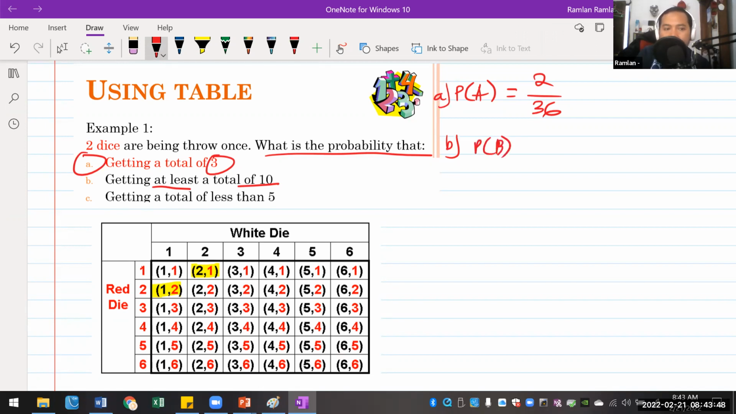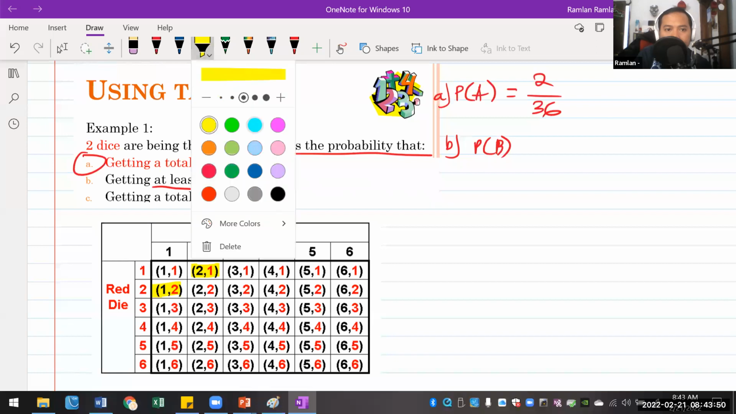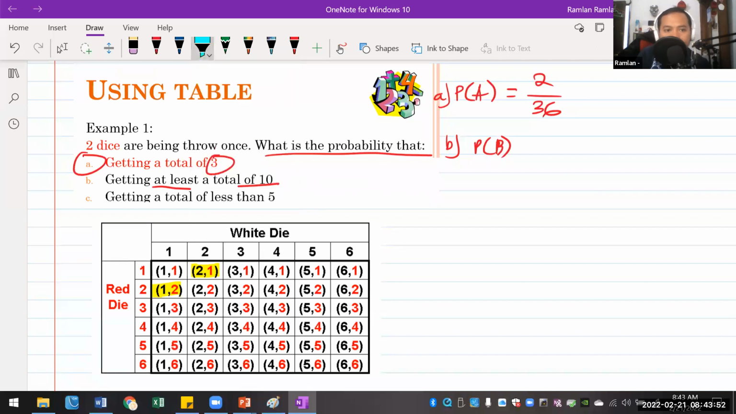So let's mark them up in the table here. I'm going to use my blue. Okay, at least a total of 10, right? So let's start from 10. 10 can be 5 plus 5, this guy, right? And it can also be 6 plus 4. It can also be 4 plus 6, right? And you don't have any other pairs of numbers that add up to 10. Only these 3. And because it says at least a total of 10, you can get more than 10.